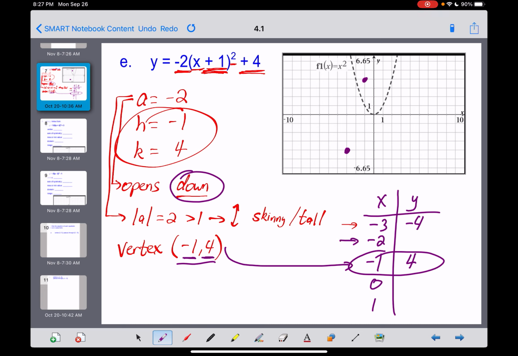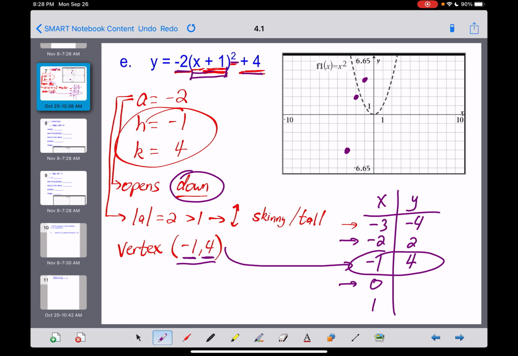Let's put in -2. -2 plus 1 is -1, squared is 1. Times -2 is -2, and -2 plus 4 is 2. -2, 2. That's where we're at so far. 0 is usually an easy number to work with.